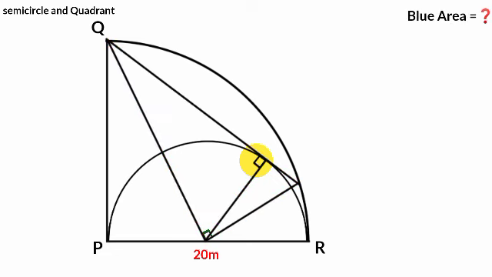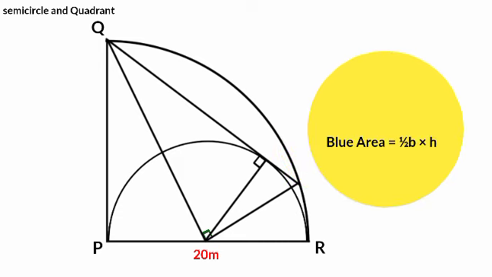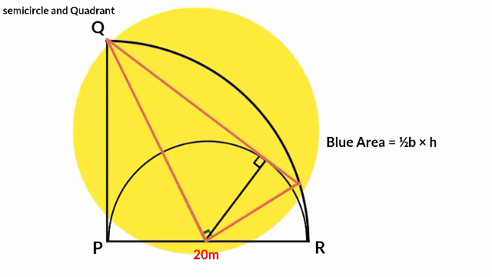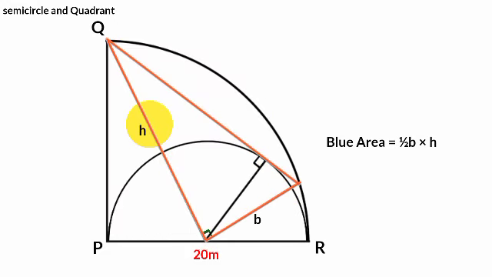The formula for calculating the area of a triangle is 1/2 base times height. We can see this triangle is a right angle triangle. That is, this is its base and this is its height. So blue area equal to 1/2 b times h. But what are the base and the height? We don't know. This line PQ and this line here both are tangents because they touch the semicircle at this point.